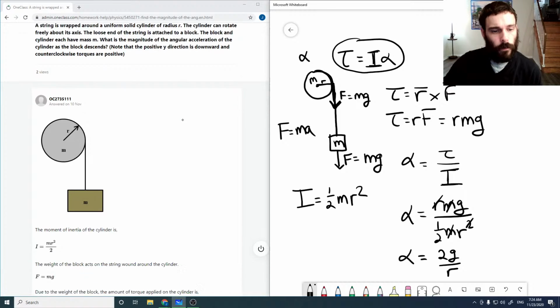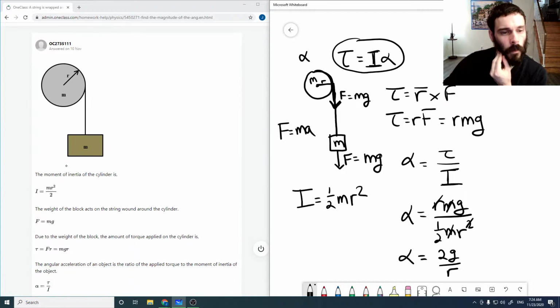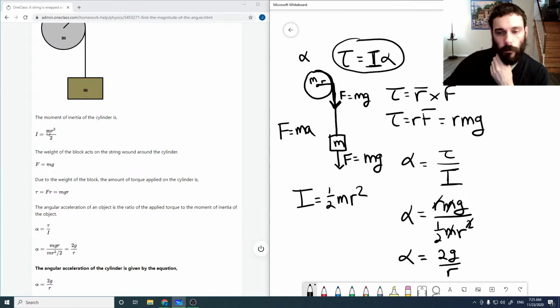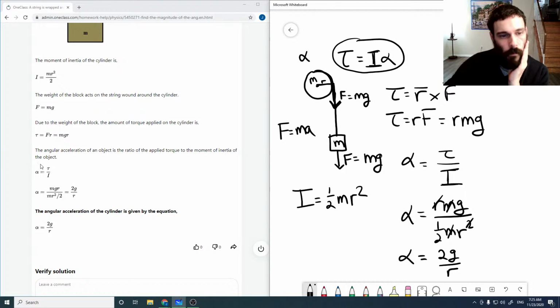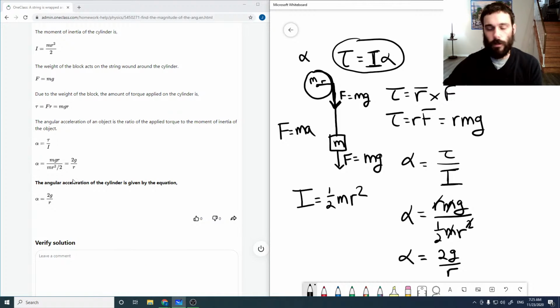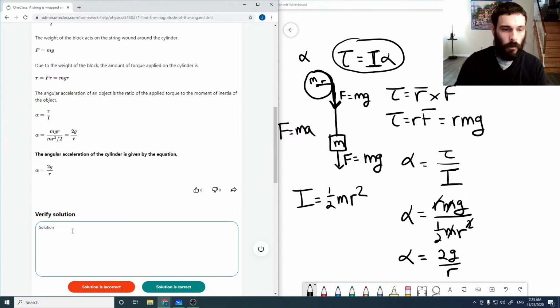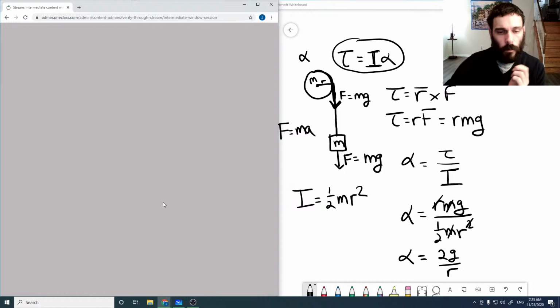Okay, so looking through for the solution here, the moment of inertia is 1/2 mr squared. The weight of the block is the force which acts perpendicularly, so torque is just Fr, which is just mgr, which is what we had. The angular acceleration of an object, yeah. So as we said, torque is I alpha, so we can rearrange. It just comes out to be 2g over r. So the solution is correct. Okay.